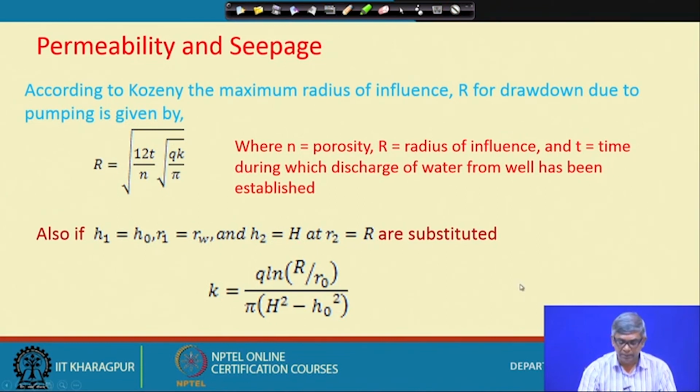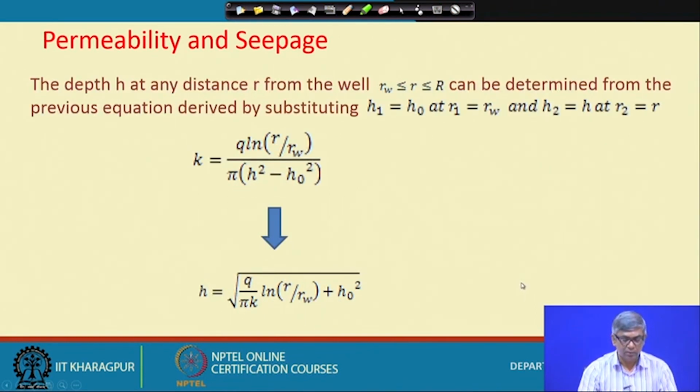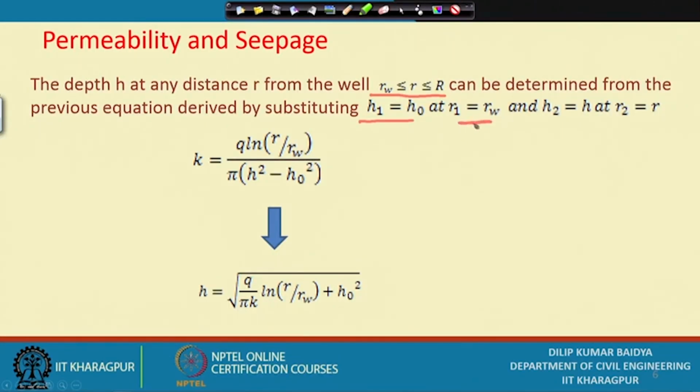In the next slide, sometimes we need to find out the water height at a distance of x, because the excavation area is sometimes large. Suppose we are doing this at a particular point, but at a distance from this construction site, what is the water height, that has to be determined. For that we can do it this way: H 1 equal to H naught at R 1 equal to R W, and H 2 equal to H at R 2 equal to R. So, that means we have taken the pumping well itself as one observation well.